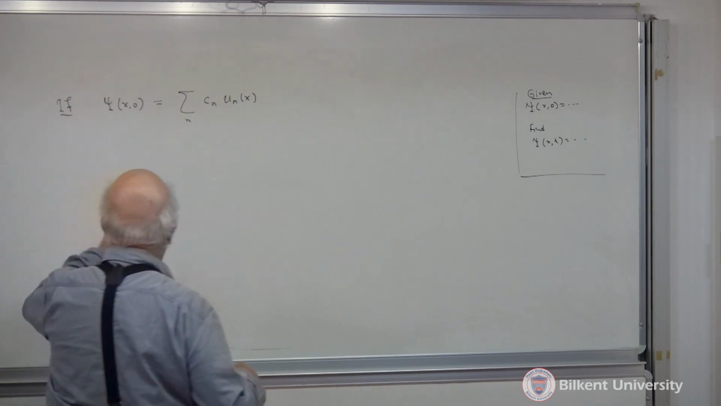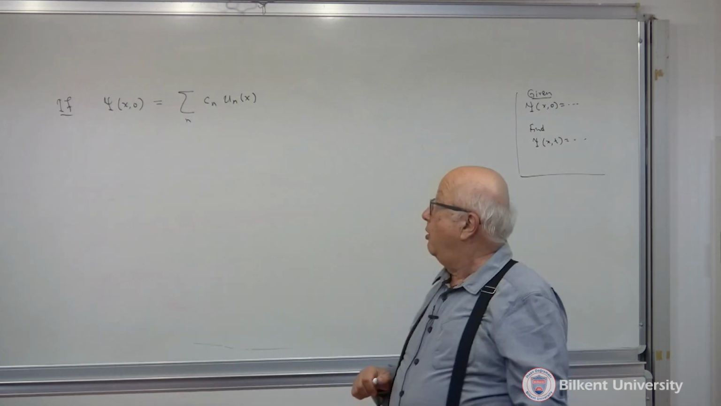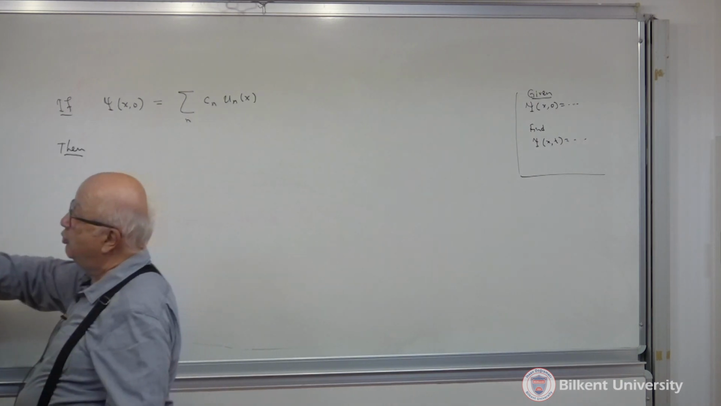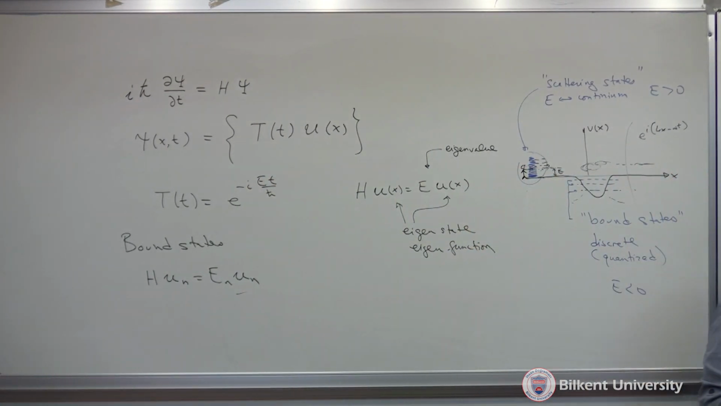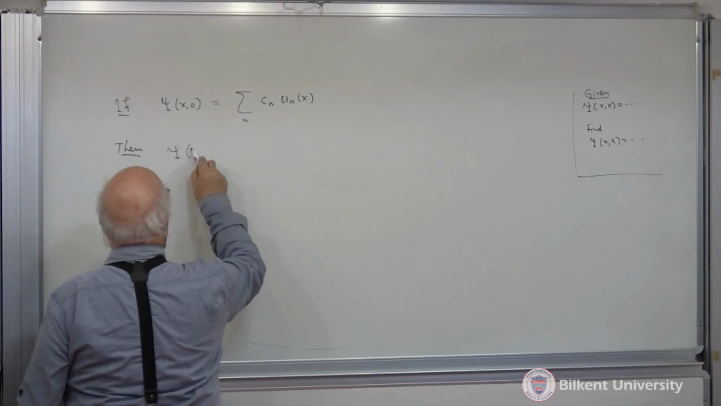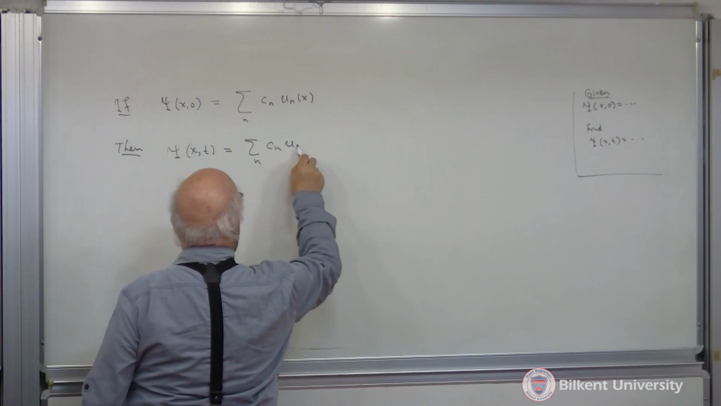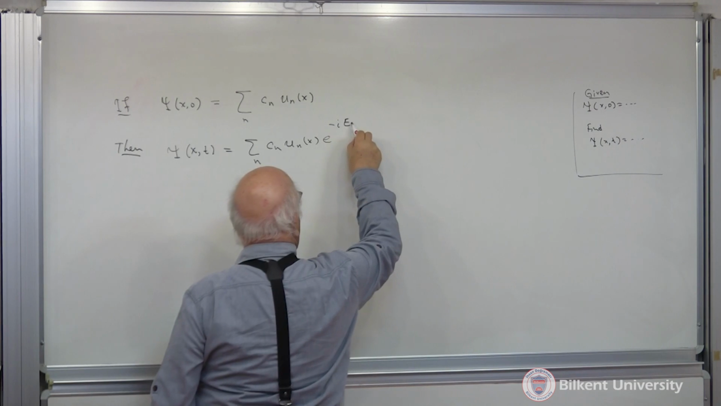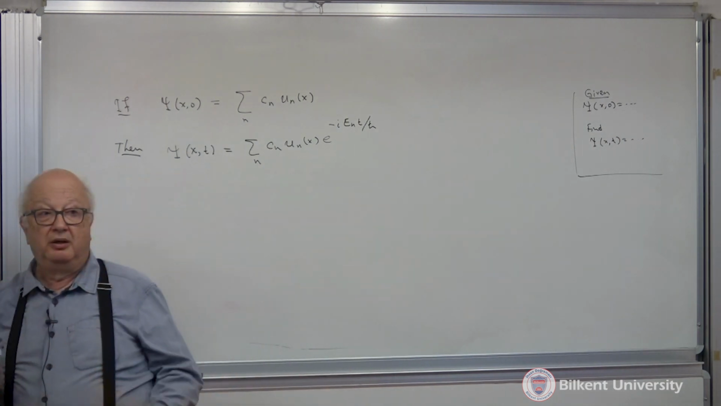Okay, so here, if I have this as an initial condition, now what happens at larger times? Well, I know the forms of the solutions. They must have the form u times t. So in order to satisfy the Schrödinger equation, I must have psi xt equal to the sum over n of Cn un of x, and the time dependence is e to the minus i, that particular energy, t over h bar. Okay, so it's simple as that.